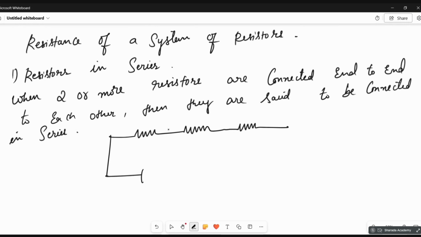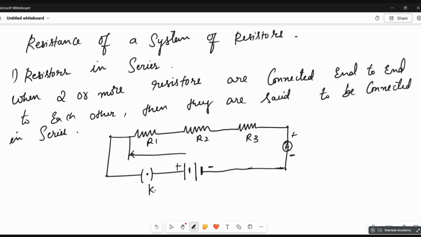Write down this. There are three resistors, R1, R2, R3 here. And this is one key. Then you have a battery. This is the ammeter. Positive, negative key. This is positive, this is negative. Okay. And the voltmeter, we will connect across all the three.